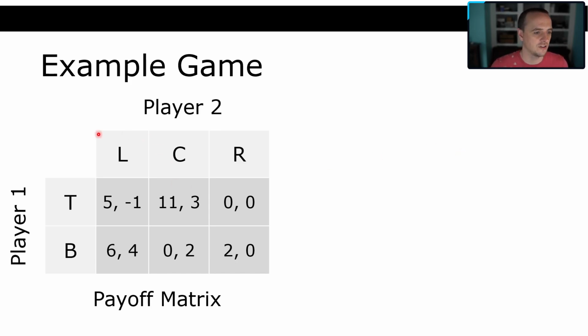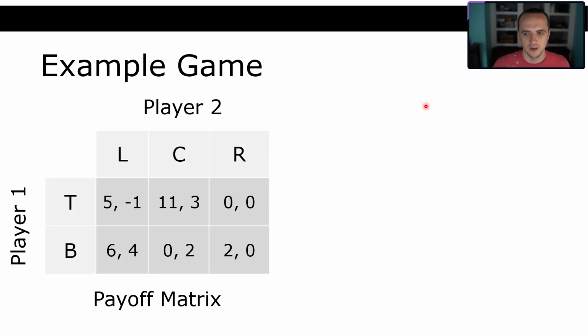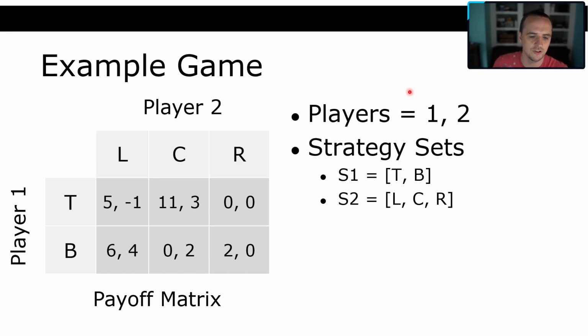So here is another matrix. We have player 1, we have player 2. So let's put this game in terms of this terminology now, all right? So we have players 1 and 2, right? We call them player 1 and player 2, but they could also be player I and player J, right? Here are the strategy sets. So S1 is the strategy set for player 1.